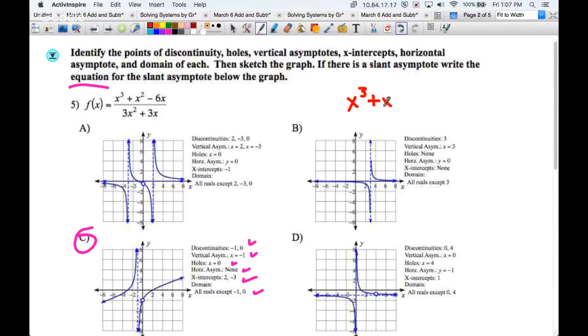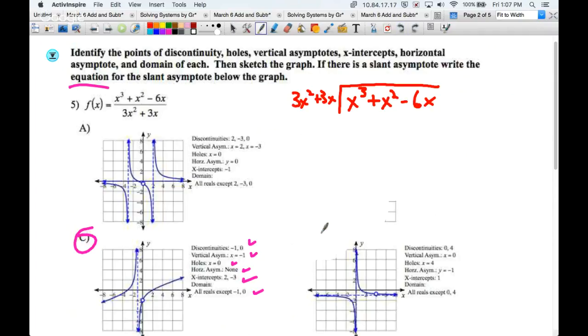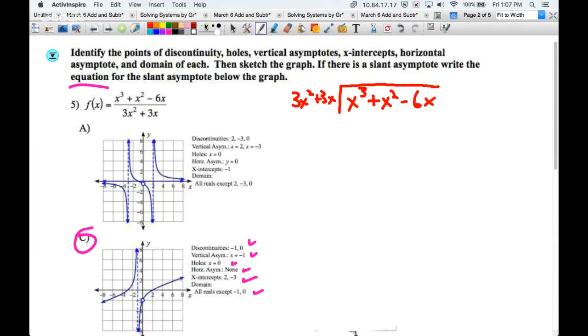So the top, I'll put underneath my long division symbol. The bottom, I'll put outside. Let me clear a space here. Show my work. I ask myself, what do I have to multiply 3x squared by to get an x cubed? Well, that's going to be a 1/3 x. Then actually do the multiplication. That gets me the x cubed. Multiply it here. That's going to give me a plus x.